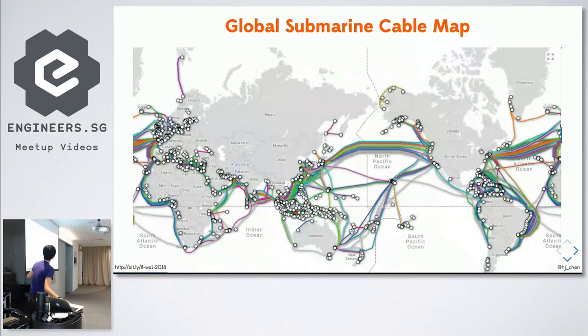I don't know if any of you remember what happened a few years ago. There was a big earthquake somewhere around our region, I think somewhere here, and one of the major cables was affected. But we could all still connect to the internet, just very slowly.